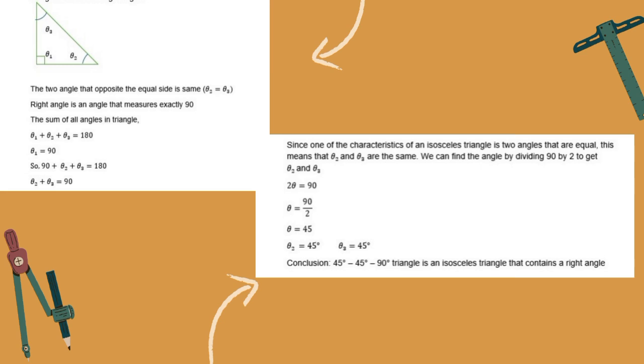The conclusion for the 45 degree triangle is that it is an isosceles triangle that contains a right angle.